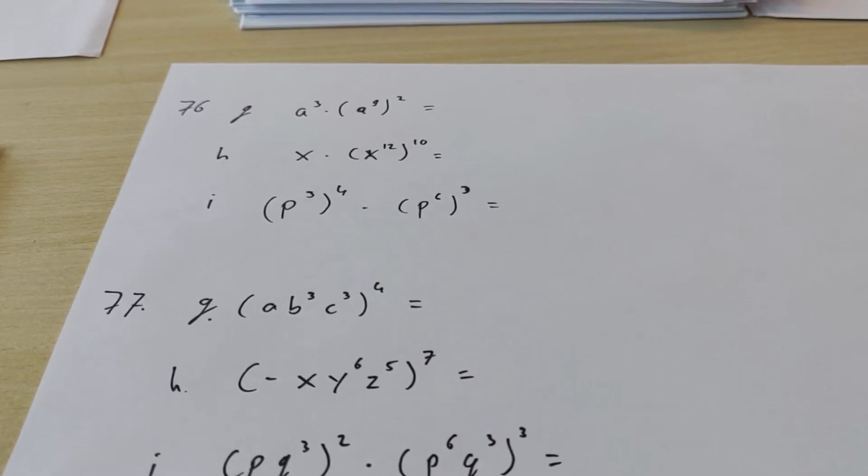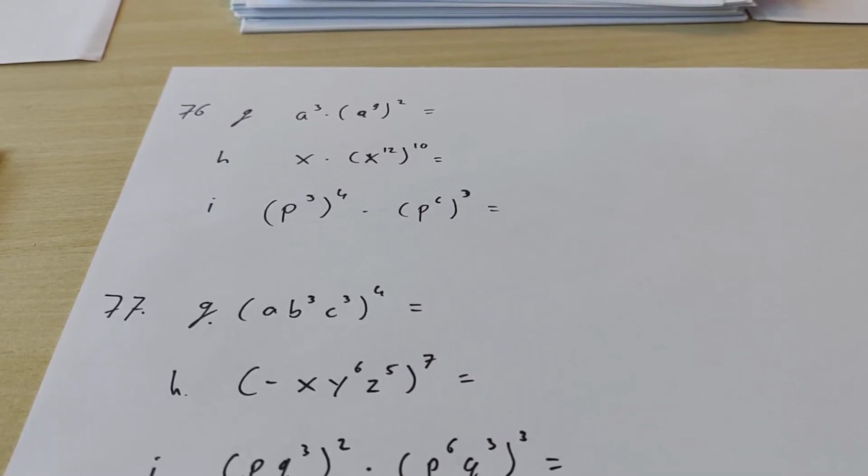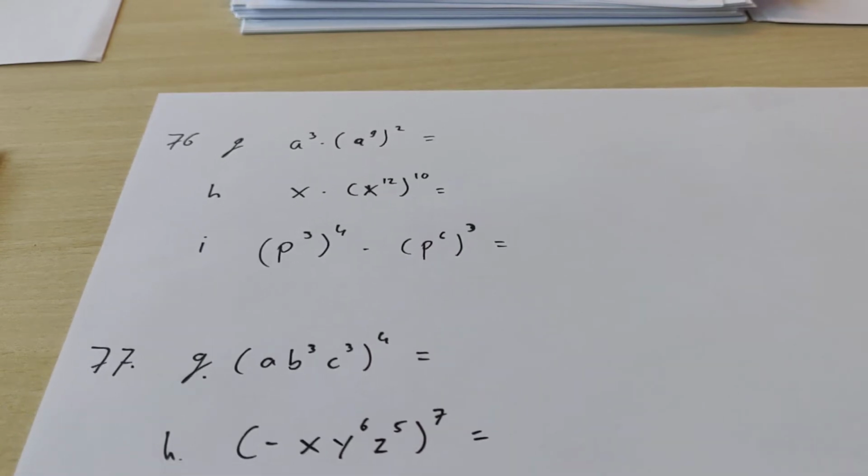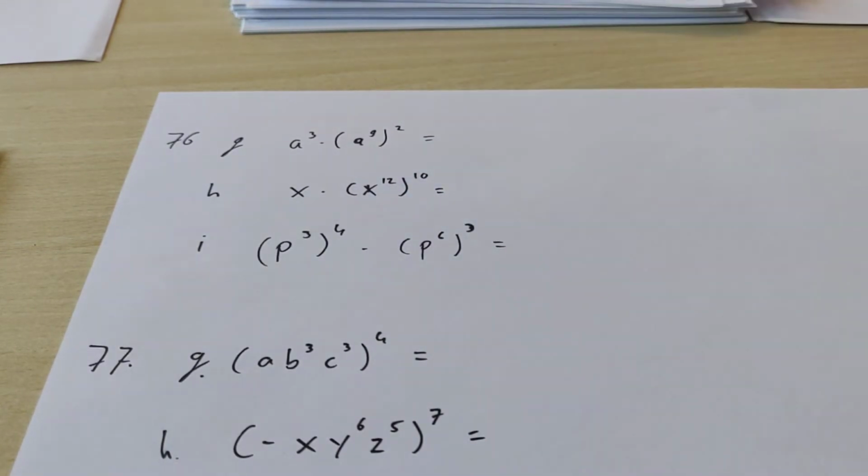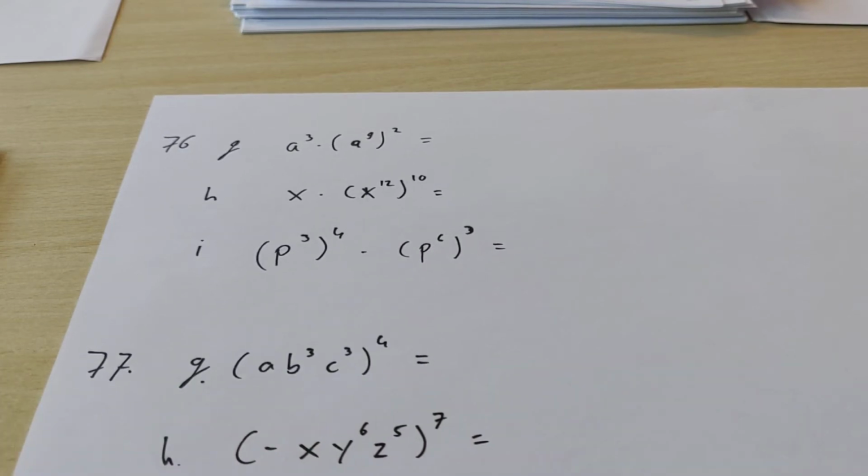Alright, this is a video for 1HT about a couple of difficult exercises that you have to do today. For example, we have 76 and then the last three, which are a bit more difficult than the other ones. So let me show you how they work.